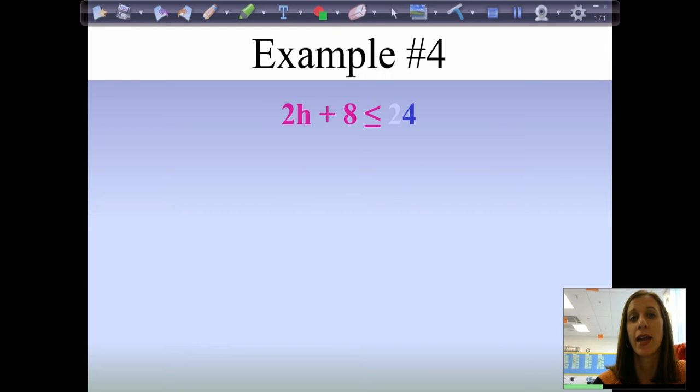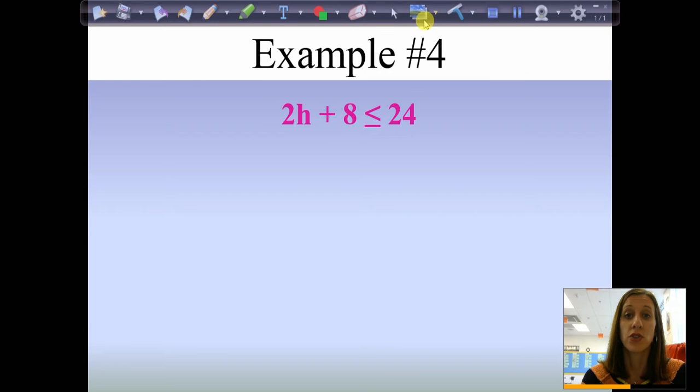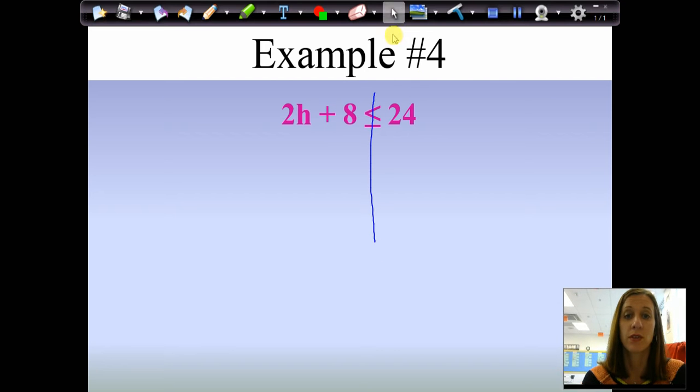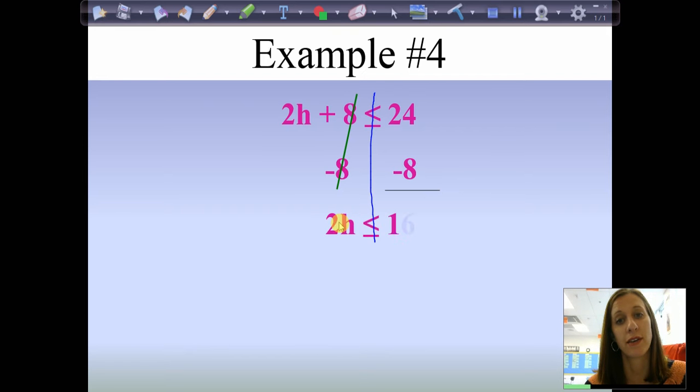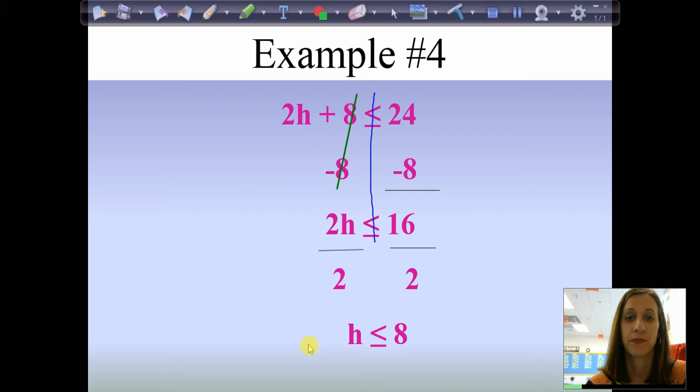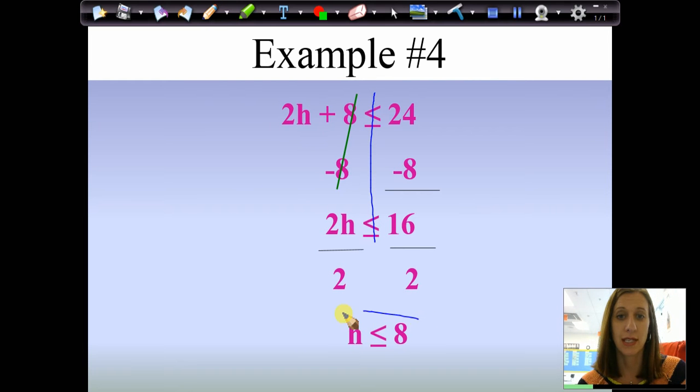Example 4, 2h plus 8 is less than or equal to 24. So we're going to treat this, it's a two-step equation. We're going to treat it just like we were solving an equation. So the first thing that we're going to do to get the variable by itself is we are going to subtract 8 from both sides. Again, make sure you're keeping track of your order. I have 2h is less than or equal to 16, and now we can divide both sides by 2 and get that h is less than or equal to 8. So for inequalities, this needs to be your entire answer.